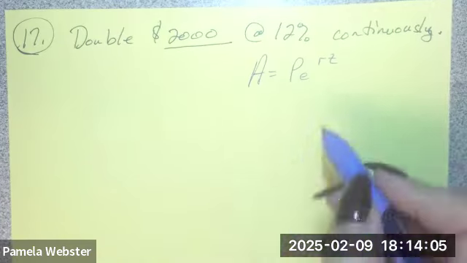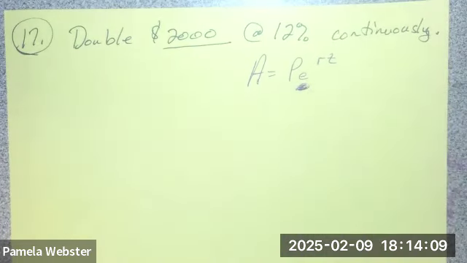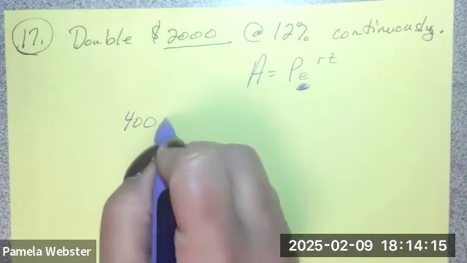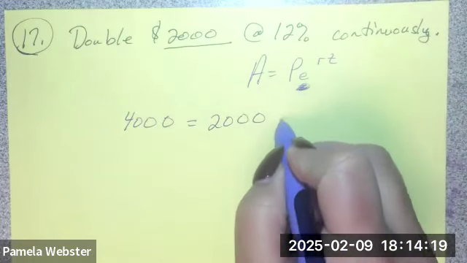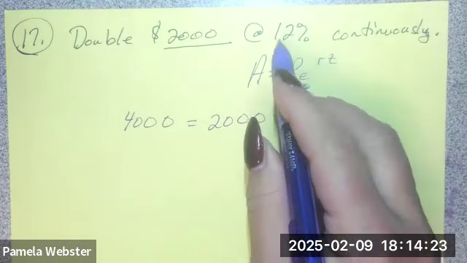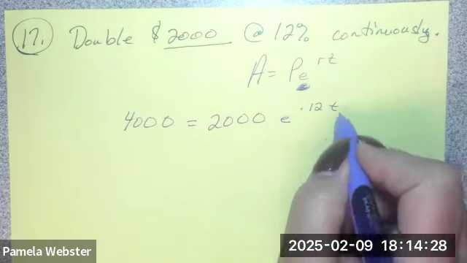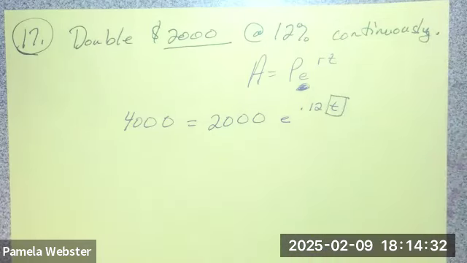So the E here, remember, is not a variable. That's the number. It's like 2.7. We're going to use our button on our calculator. So anyway, we want $4,000 and we're going to put in $2,000. The E, the rate is 12%. So that's a 0.12. And the question was, how long does it take? So we're trying to solve for T, right?